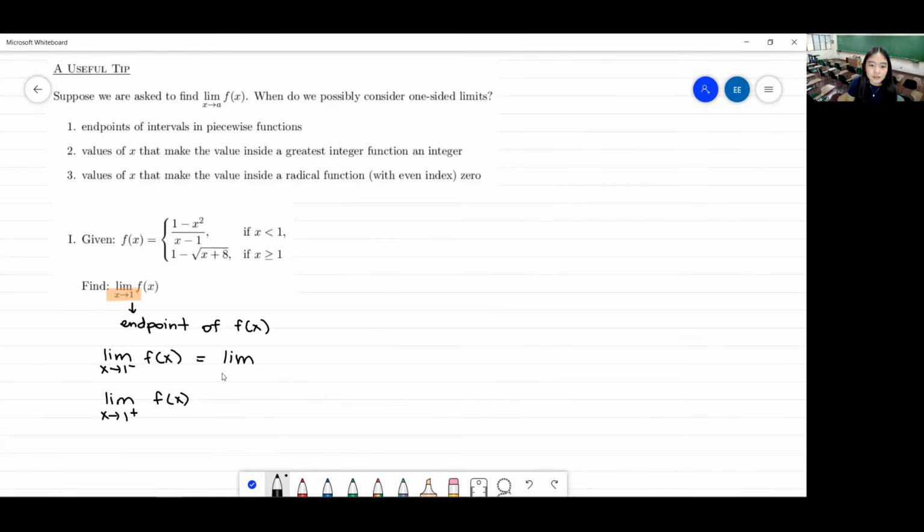So we do that. So I'll copy my limit notation. Very important to copy your limit notation in every equality, alright? And then this is 1 minus x squared over x minus 1. That is what I'll use, and this is what we attack.